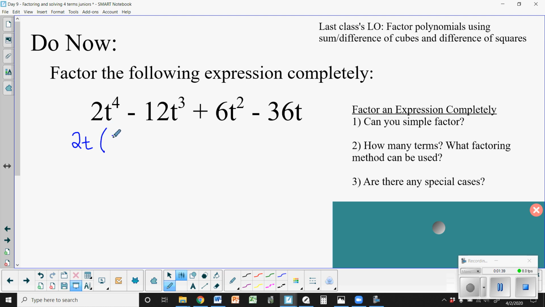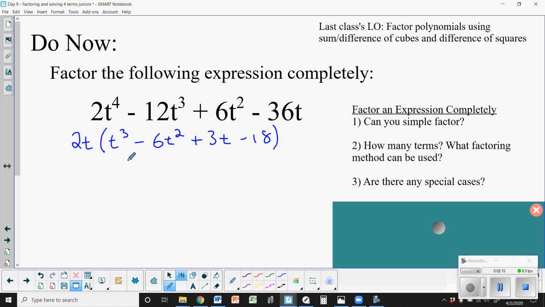So in parentheses here, we're going to have t cubed minus 12t cubed divided by 2t is going to be 6t squared. And then positive 6t squared divided by 2t will give us a positive 3t. And then negative 36t divided by 2t will give us a negative 18. Not a t, the t divides, so it'll be t to the 0, which is 1.